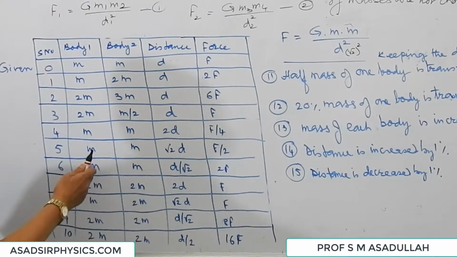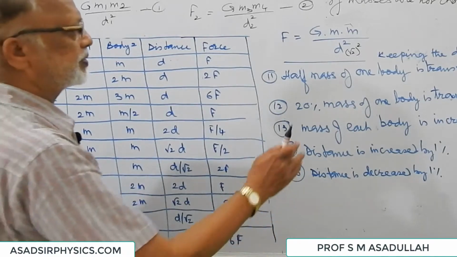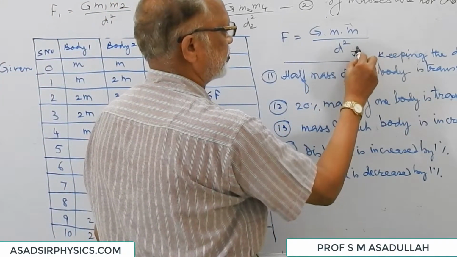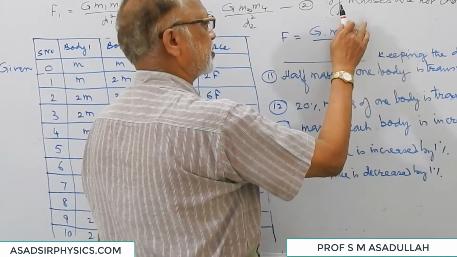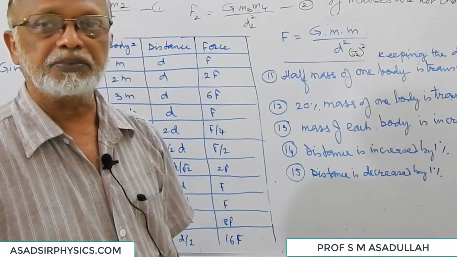Now here masses are the same. Distance is made 1 by root 2. So here you write 1 by root 2 whole square. That is half. This will go to the numerator. It will become 2. So the new answer will be 2F.